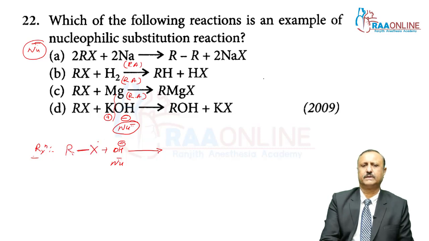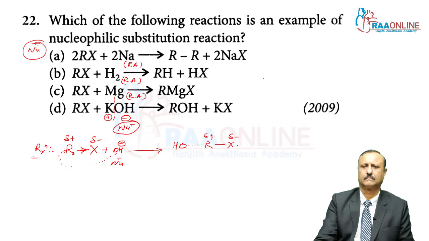My dear students, here you can see the RX. Here this halogen is more electronegative than carbon. So a partial negative charge is present on the halogen, and here, my dear friends, a partial positive charge is present on this alkyl group. So this OH minus ion attacks on this R plus and forms a transition state. My dear friend, this is called the transition state.